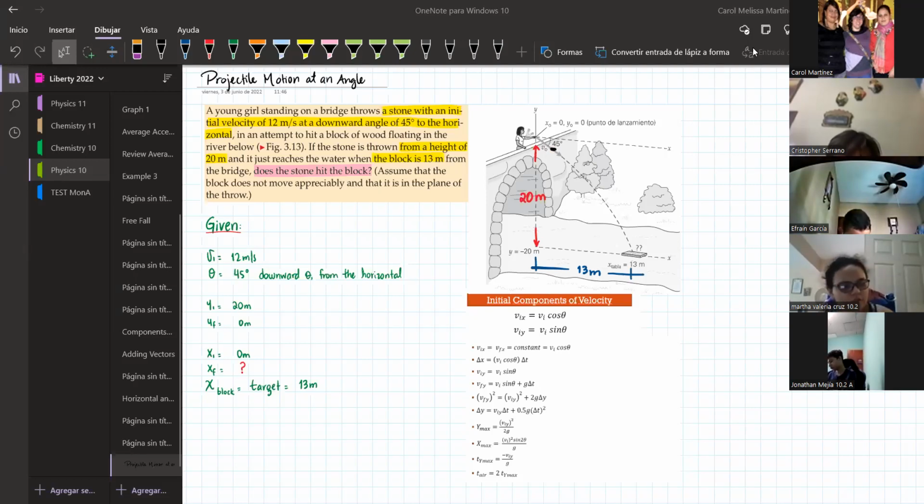It says with an initial velocity of 12 meters per second, so already as a part of my givens, at a downward angle of 45 degrees to the horizontal. I write it as a part of my givens. In an attempt to hit the block of wood that is floating on the river below.